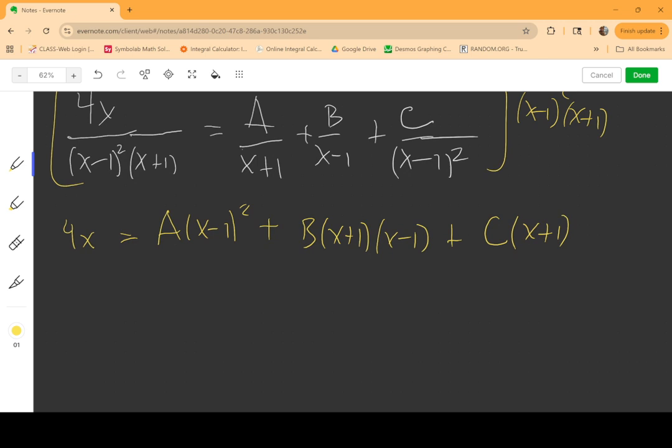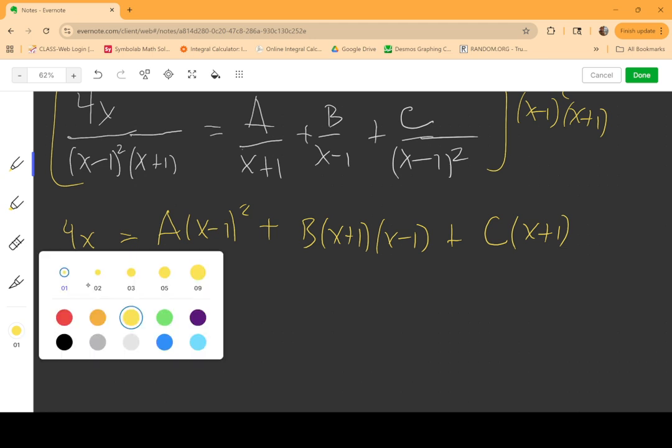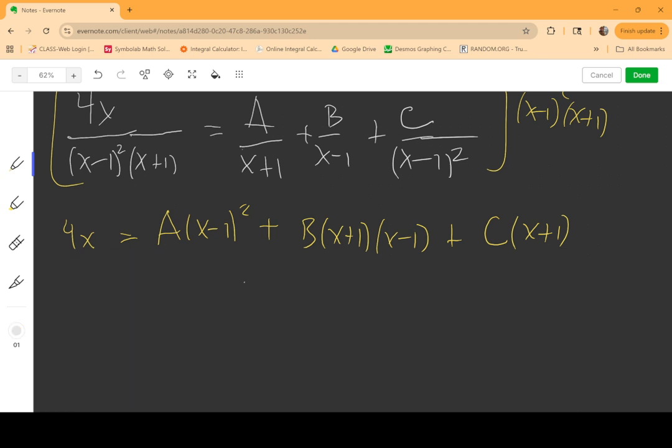All right. And now here again, I'm going to do this by plugging in values of x. I'll start off by using the roots. So let x be 1. All right, so here on the left, we just get 4. And I notice here on the right, in this first term, that makes that 0. The second term also is 0, because x minus 1 is a root. And the last one, I get 2, right? 1 plus 1 is 2. So we get 2c equals 4, or in other words, c is equal to 2.